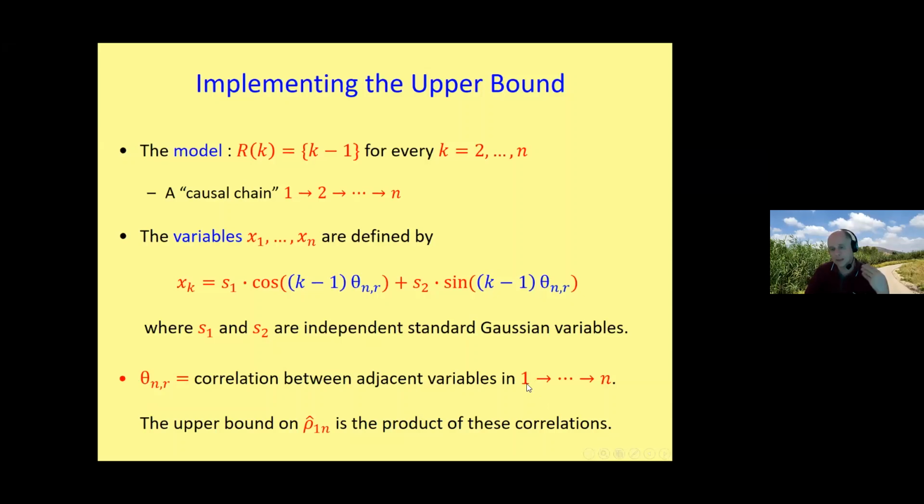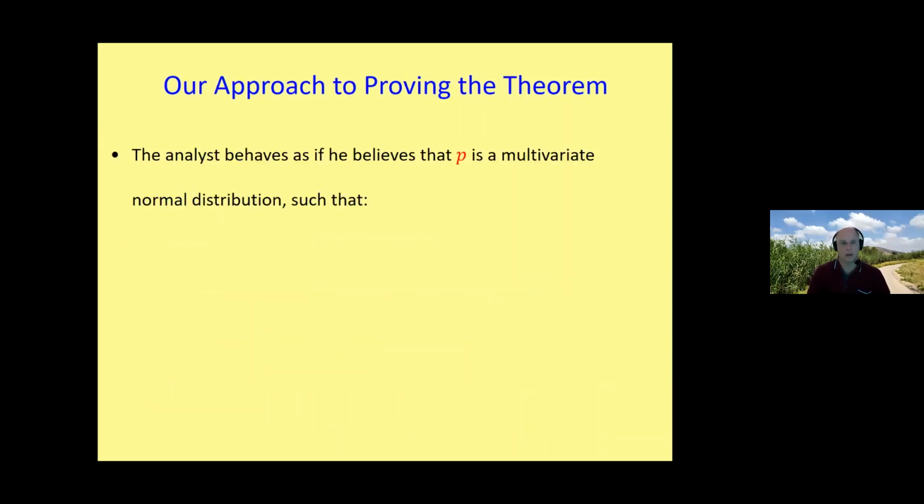And therefore, the estimated correlation is just a product of those pairwise adjacent correlations. And that's why we get the cosine of this angle to the power of n minus 1. Questions? Before that, how much time do I have, Marina?